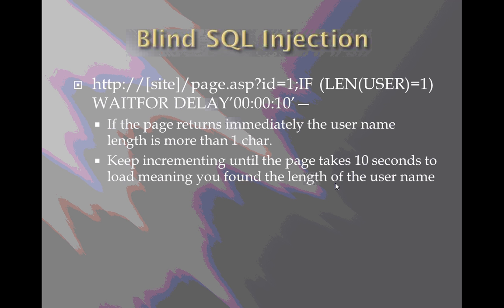So you can keep incrementing that until you find the length of the user, and then the page will take 10 seconds to return, or however long you want it to wait. You could put in 5 seconds for whatever. And then also you could keep using this to find maybe the first letter of the user after you figure out how long it is. And you can keep on going, find the second letter, third letter, and obviously this is going to take quite a while to do.